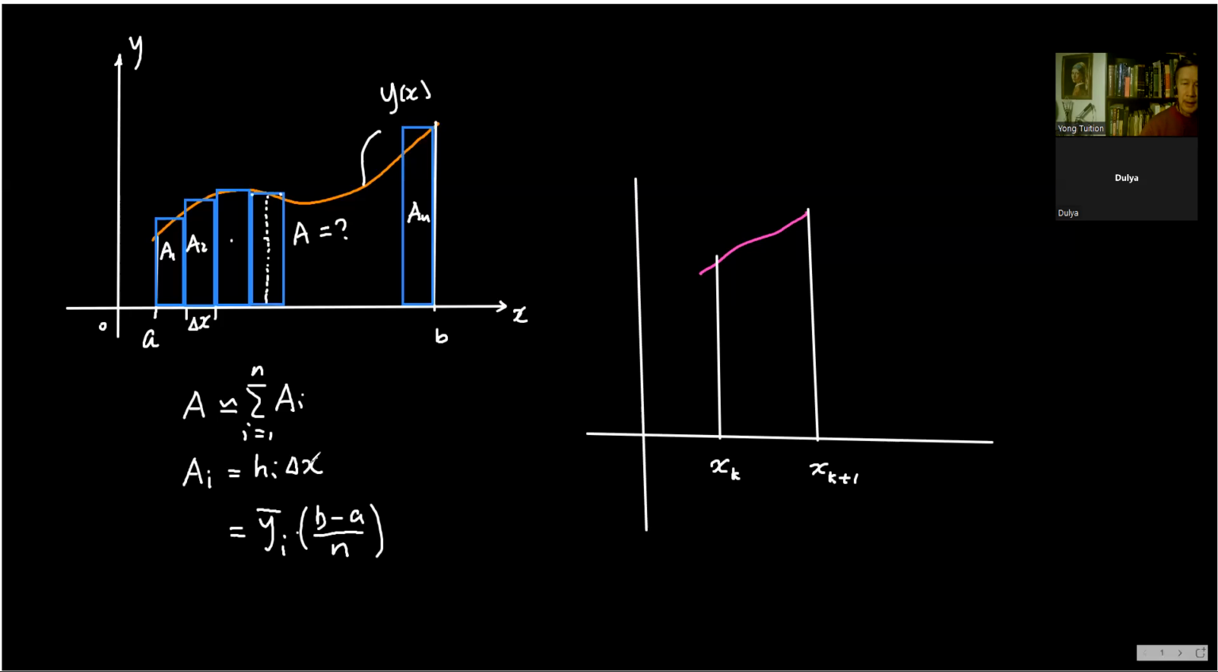Perhaps I use i as k, doesn't matter. I use i. This is x_i, and this is x_(i+1). In this case, historically, you have two choices, right? You can either choose this side as the mean value.